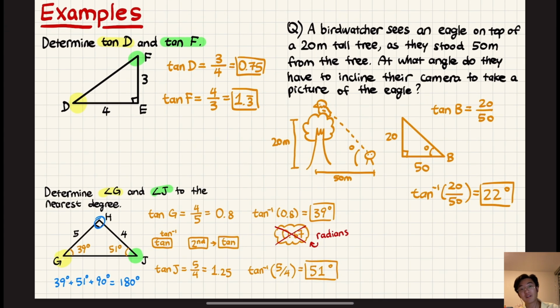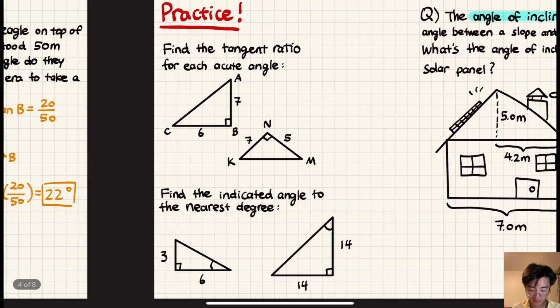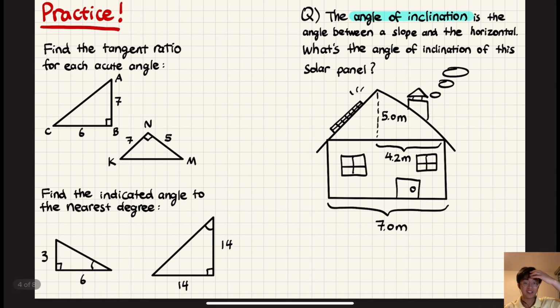This means that as a photographer, you have to incline your camera up at 22 degrees in order to take a picture of the bald eagle. So that's a pretty practical way to use tangents. And with that being said, here are some practice questions. So pause the video here and try to do them yourselves before we go through them together.